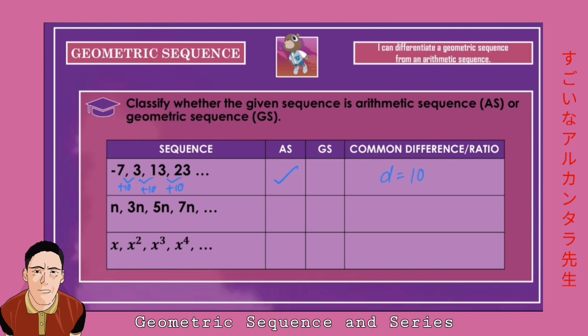Now here we have n became 3n, 3n became 5n, 5n became 7n. The pattern here is that we add 2n. Now I want to clarify this, class. If you're seeing a pattern like this with a variable and, again, take note, the numerical coefficient, or in simpler terms, the number before the variable is changing, it's basically addition. Okay, if you see a pattern like this, it's addition. This one is arithmetic. The common difference is 2n.